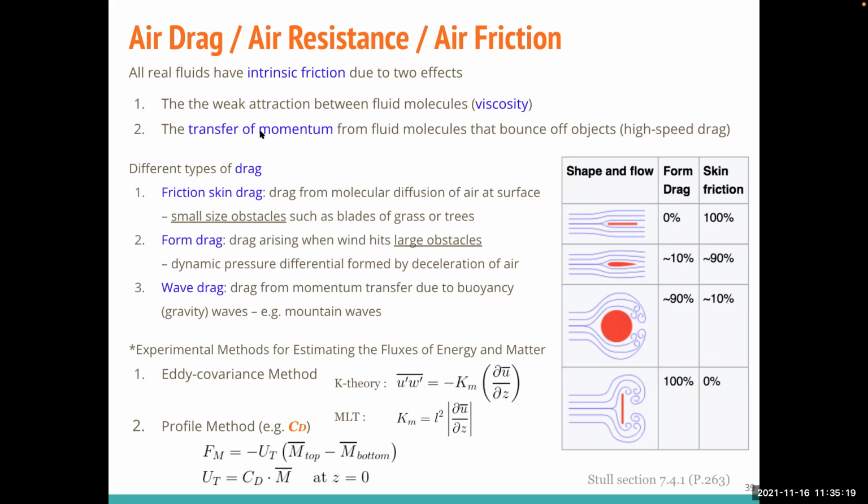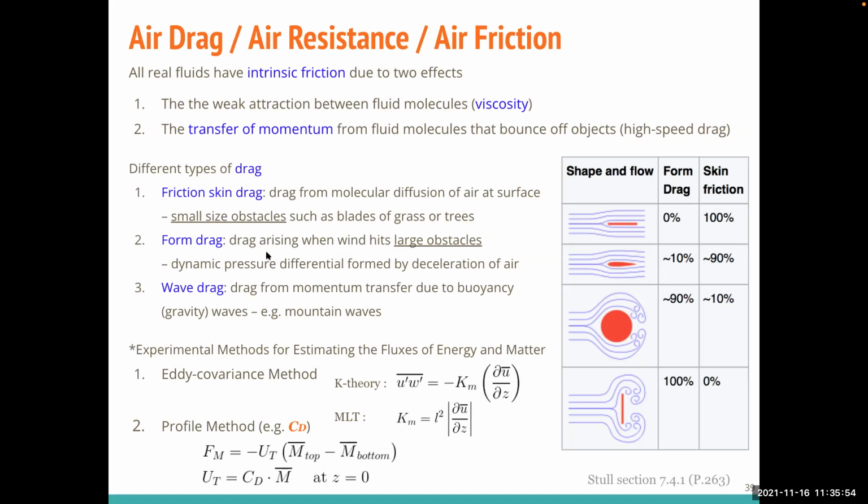Friction comes from these two. And there are different types of drag here. The first one is the friction skin drag, which comes from small-size obstacles like blades of grass or trees. So it's a drag from the molecular diffusion, which means that it should be very close to your objects, just molecular diffusion. It's called skin drag because it's very close to the skin, right?